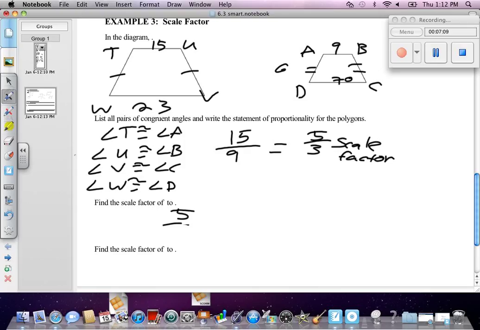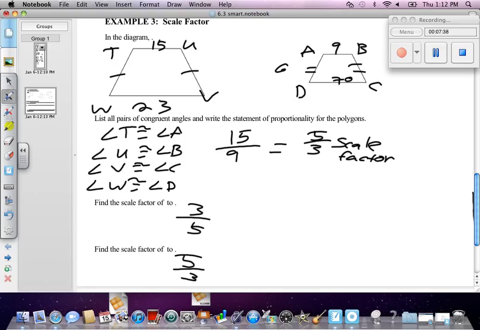Okay, so we found the scale factor, that's 5/3. We found the scale factor from... okay, that's what the next question is answering. It wants the scale factor from the little one to the big one. So that would be 3/5, right? From the big one to the little one would be 5/3. See how the scale factor changes depending on which direction you're going? Little to big versus big to little.